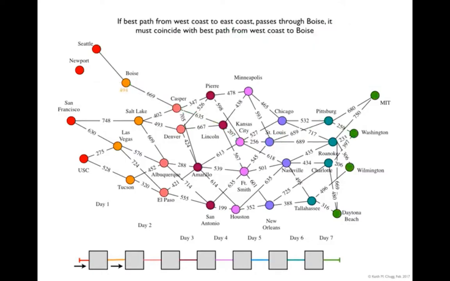So we repeat this step at Salt Lake, Las Vegas, and Tucson. Salt Lake only has one, Tucson only has one way to get there from the West Coast. And Las Vegas would just be a simple comparison between the way to get there from USC and the way to get there from San Francisco. And of course, USC is going to win out because it's 275 miles.